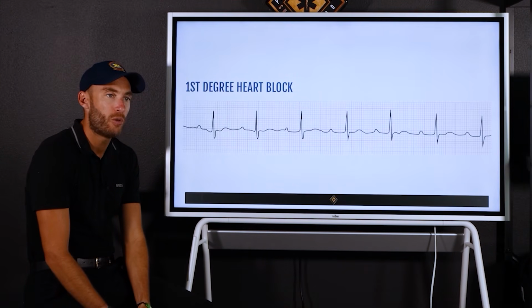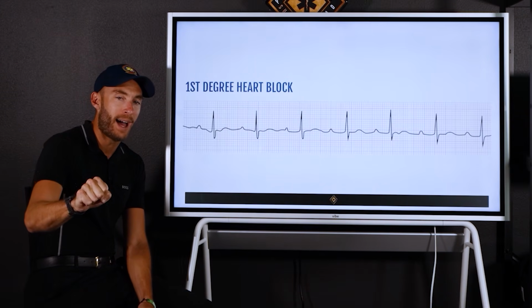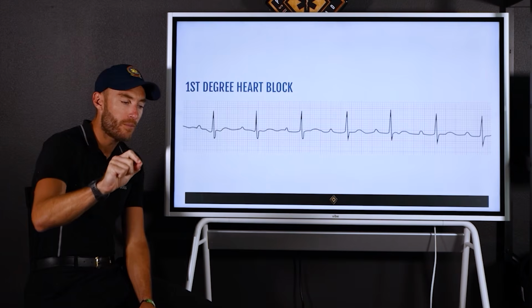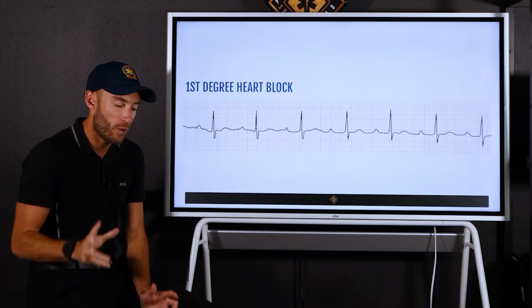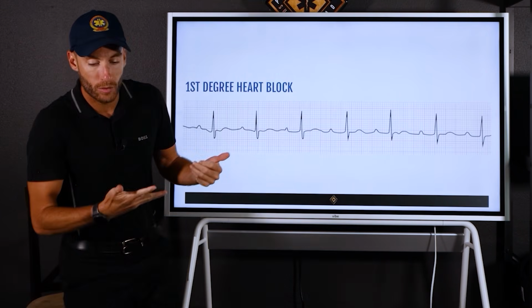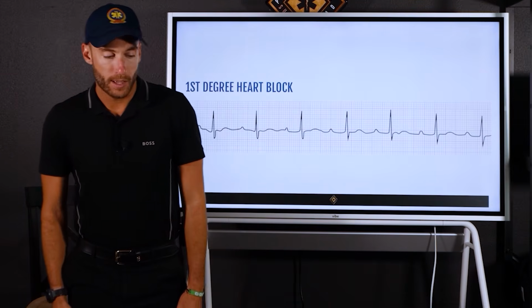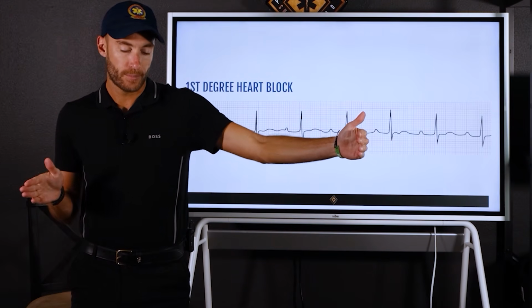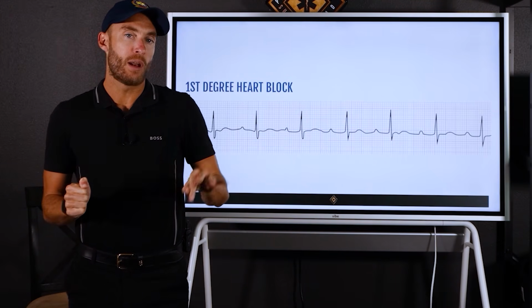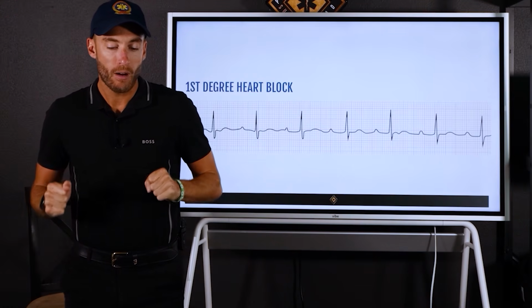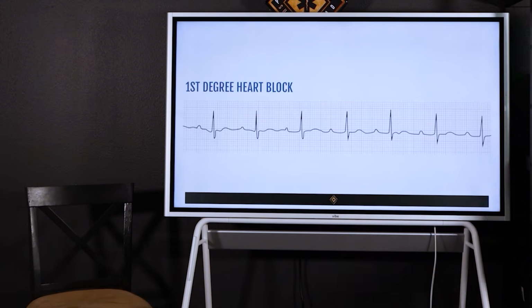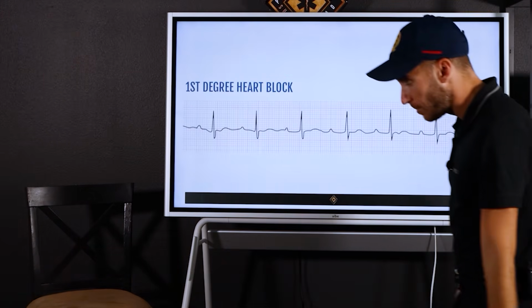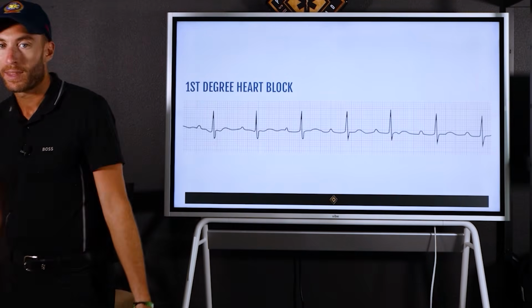With heart blocks, folks, all it is is the PRI, the PR interval. It can only do a few things, okay? Well, in first degree heart block, the PR interval is just too long, okay? In second degree type 1, I'm going to show you in a moment, the PRI gets longer and longer and longer, and then it drops the beat. It drops the beat, okay?